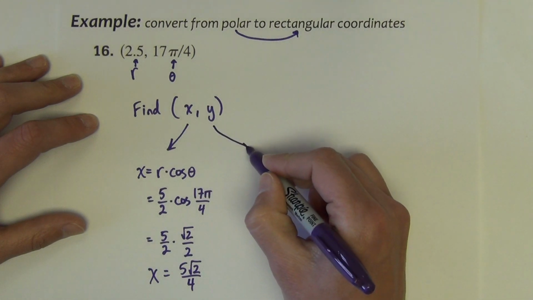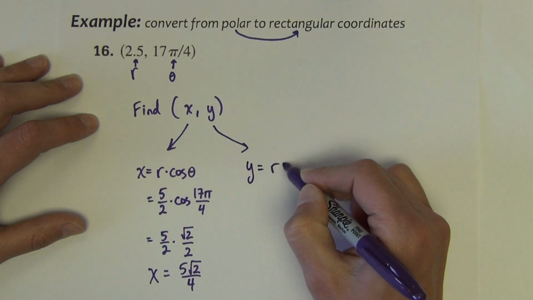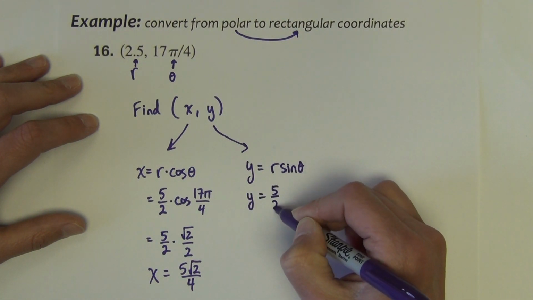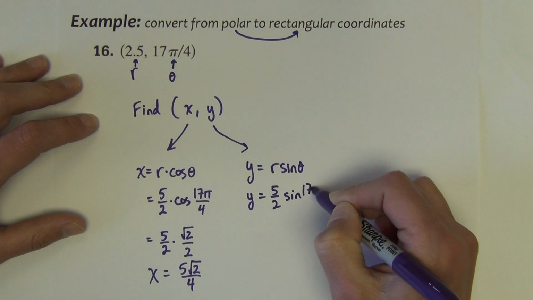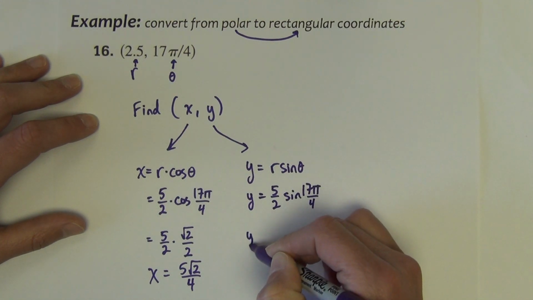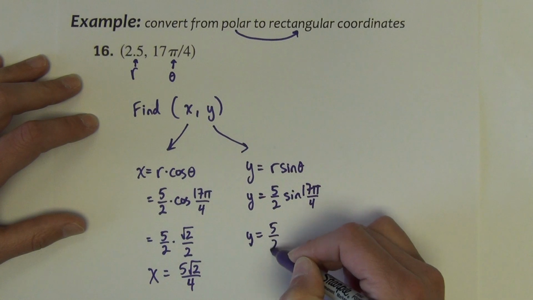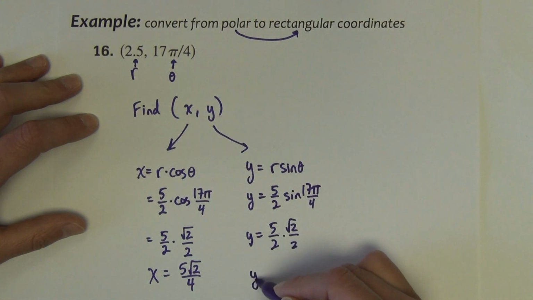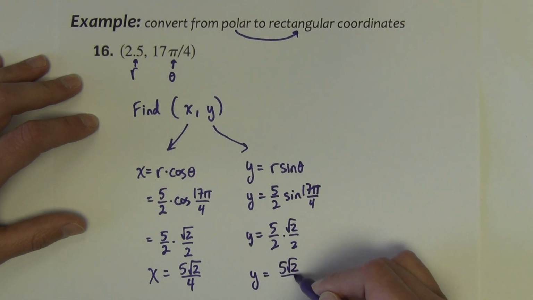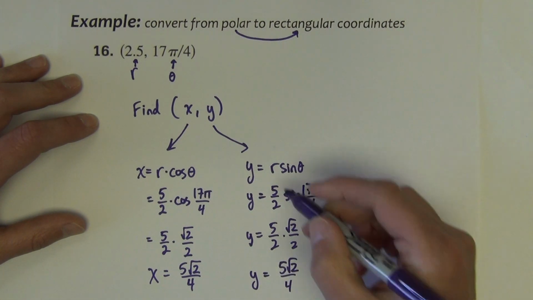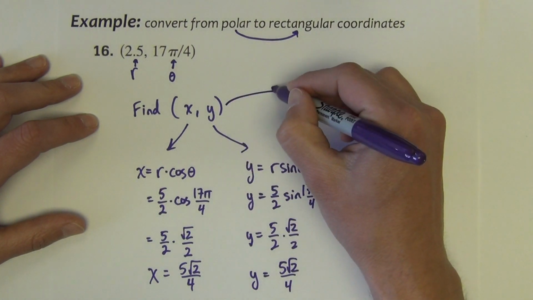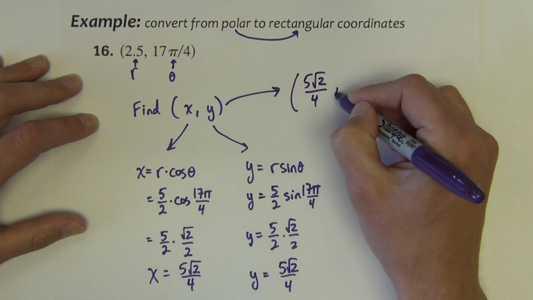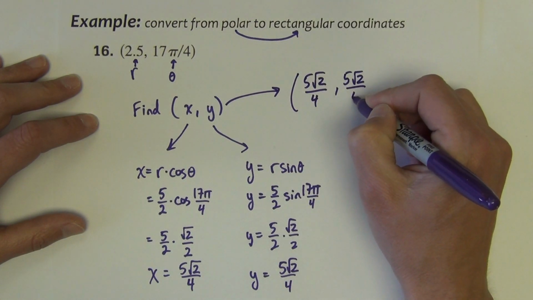The y value equals r sine theta. So it's going to be r, which is again 5 over 2, times sine 17 pi over 4. So y equals 5/2 times sine of 17 pi over 4, which is also square root of 2 over 2. So we get 5 square root of 2 over 4. So our xy point that we want is 5 square root of 2 over 4, comma, 5 square root of 2 over 4.